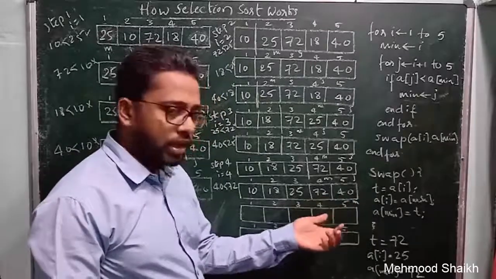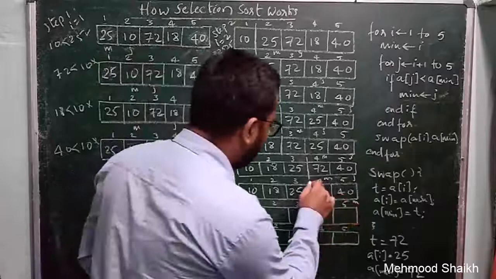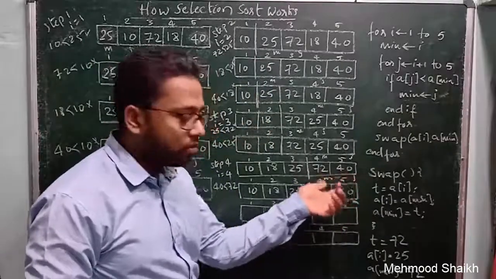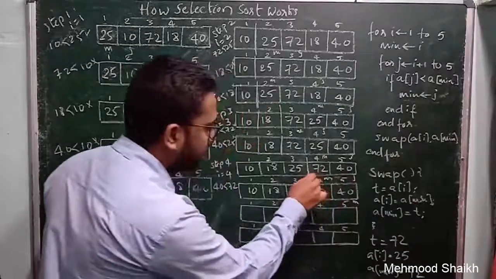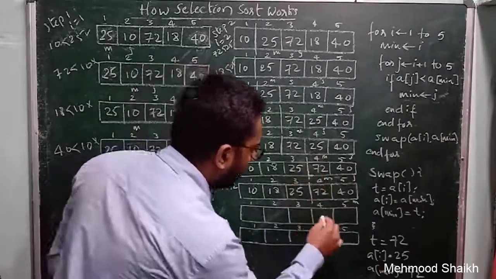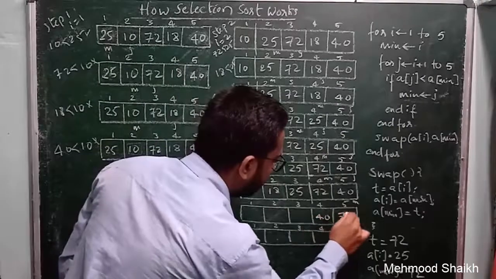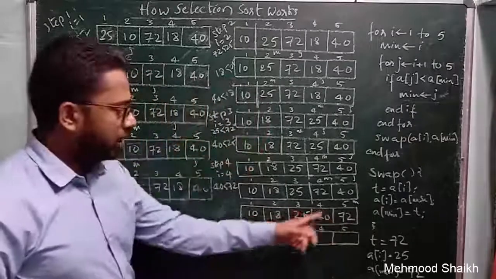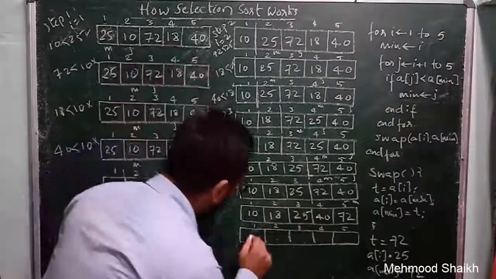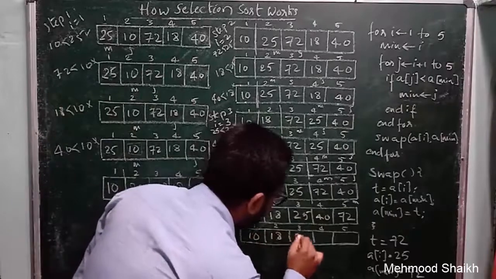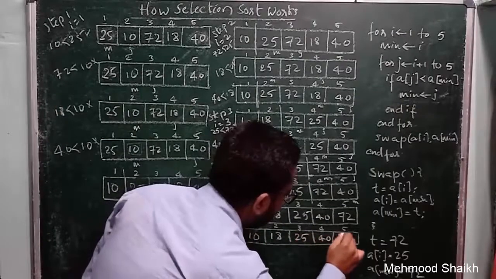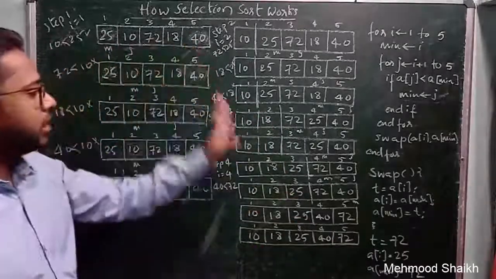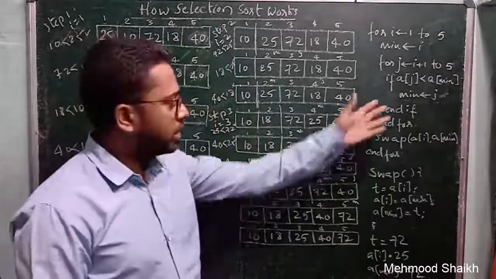So when we find the smallest element, we have to swap the smallest element with the element from where we had started searching the smallest element. So now we had started searching the smallest element from this point. So we will replace 72 here with 40 and put 72 here: 10, 18, 25, 40, 72. Okay, so now at the end you can see we got the sorted array with the elements 10, 18, 25, 40 and 72 by applying this selection sort technique, using this selection sort algorithm.